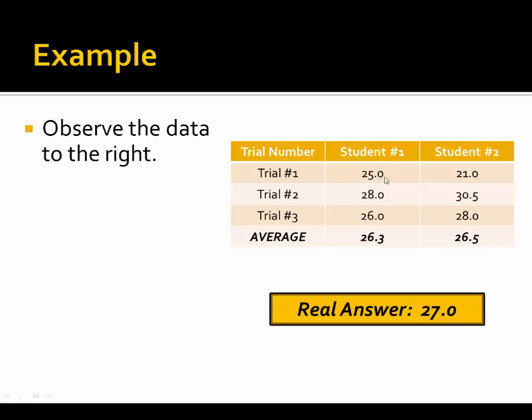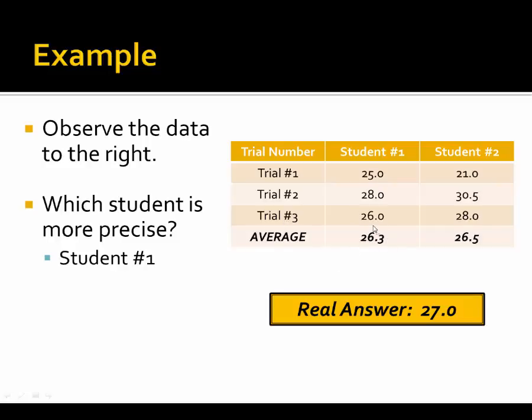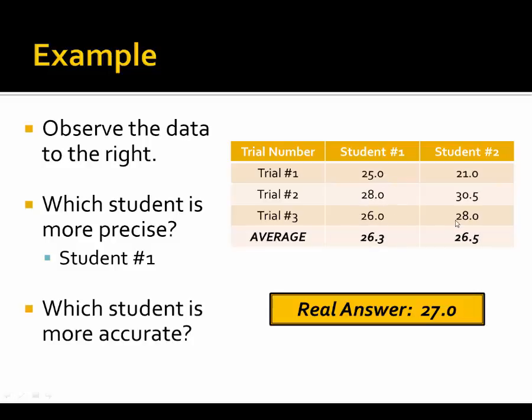Now, student 1 was pretty precise. He got 25, 28, and 26, which is pretty close to 27 there. So he was precise. But when you average those out, not too accurate there. So again, student 1 was more precise. Which student was more accurate? Student 2 was.